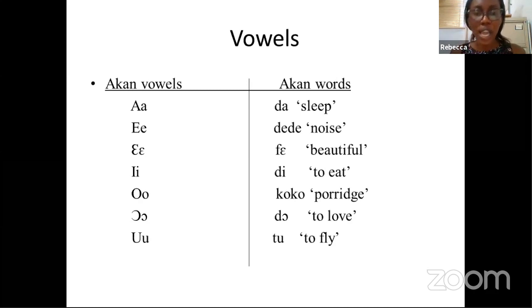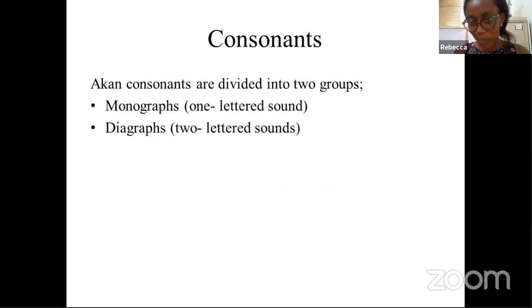Let's now go to the consonants in the language. So there are two main types of consonants in the language. We have the monographs, or the one-lettered consonants. The stress is on what? One-lettered. And we have digraphs, where di means two. So we have two-lettered sounds.